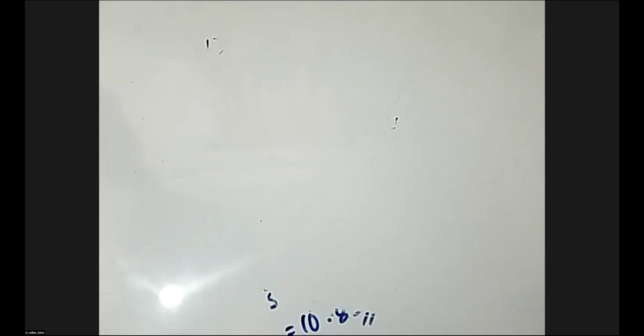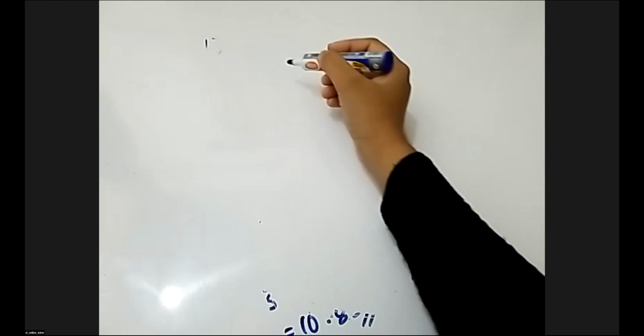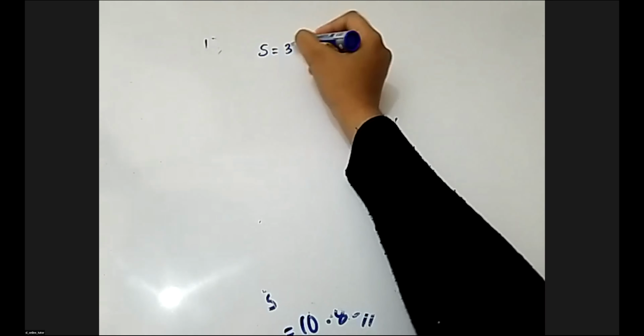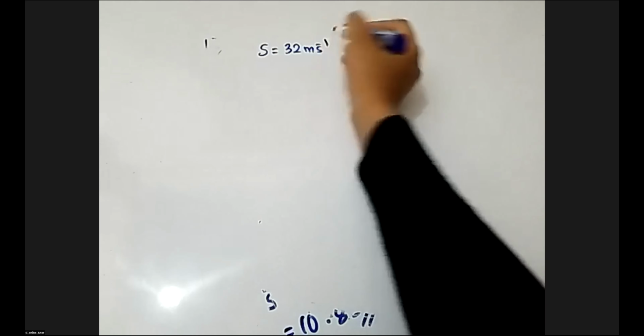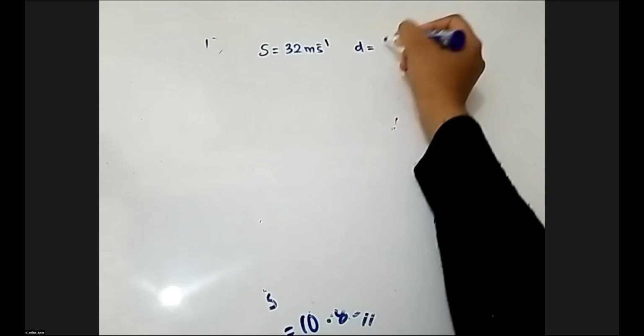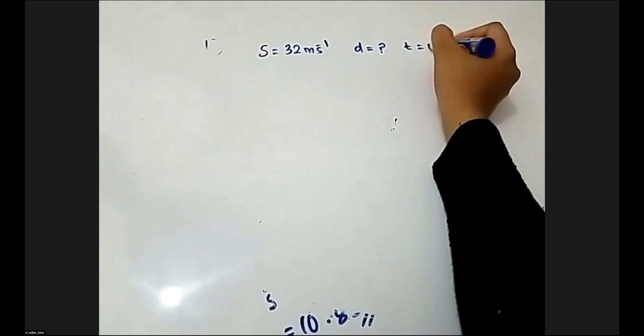Let me erase this now. Now listen carefully. Third question is the speed of a vehicle. Look at the board. Speed of a vehicle is 32 meters per second. Find the distance traveled in 12 seconds. Distance we don't know. Time is 12 seconds.